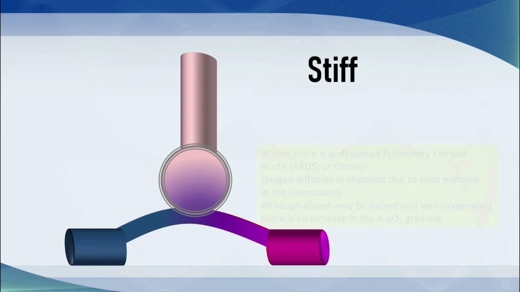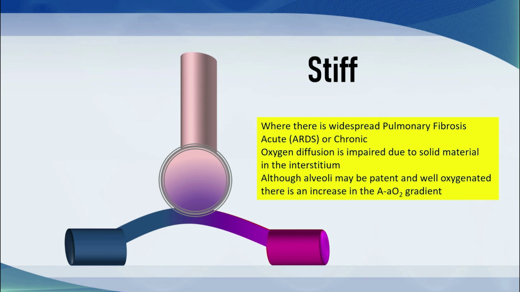Where material collects in the interstitium, the lungs become stiff, and this happens with widespread pulmonary fibrosis. It occurs acutely with ARDS, and it can occur at a very, very early stage with ARDS. It's also seen chronically with fibrosing alveolitis, extrinsic allergic alveolitis, sarcoidosis, and various other chronic lung diseases. Oxygen diffusion is impaired due to solid material in the interstitium, and it gets between the alveolus and the capillary. Although the alveoli may be patent and well oxygenated, there is a significant increase in the alveolar to arterial oxygen gradient.